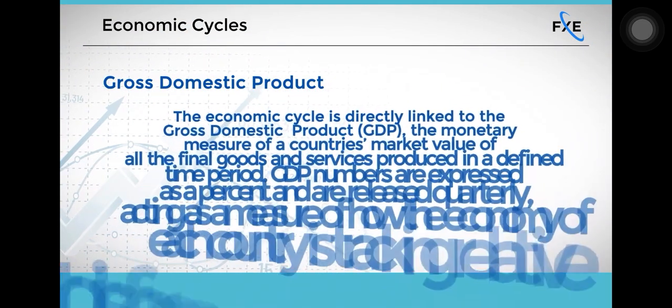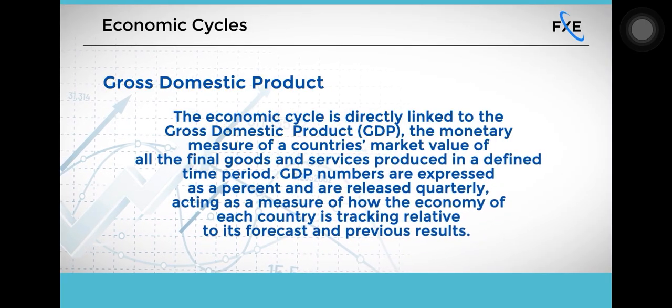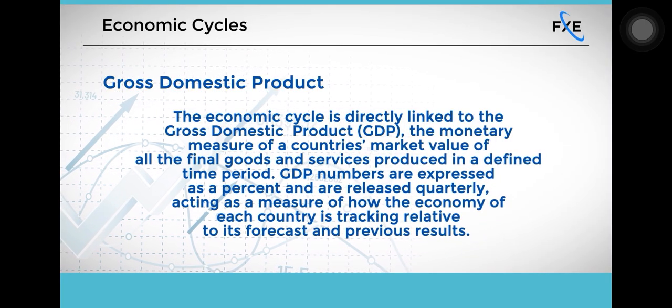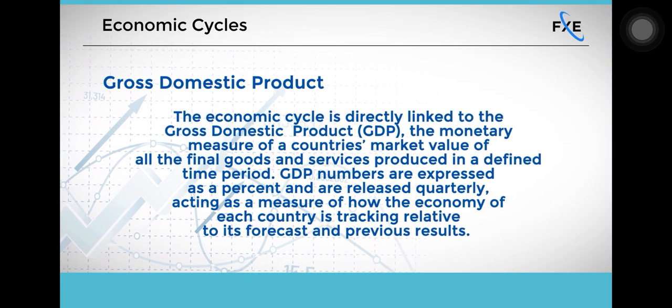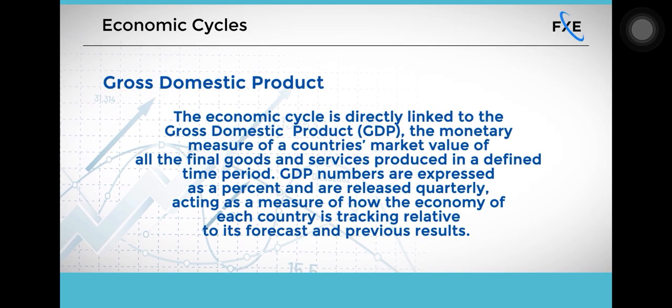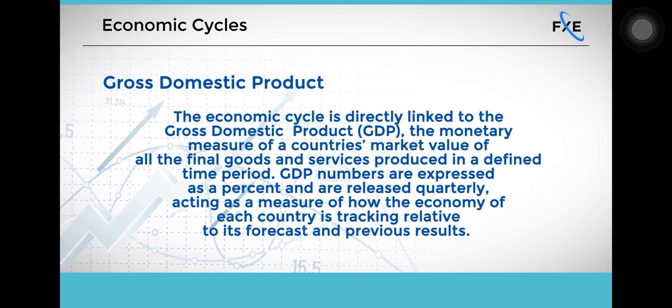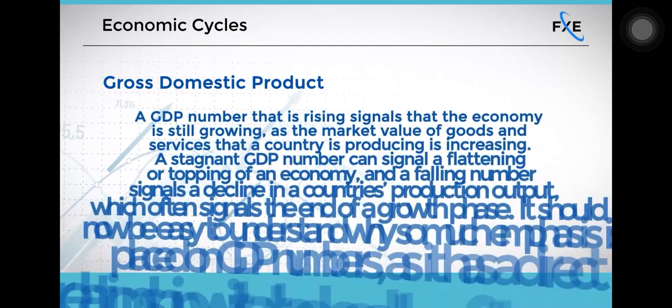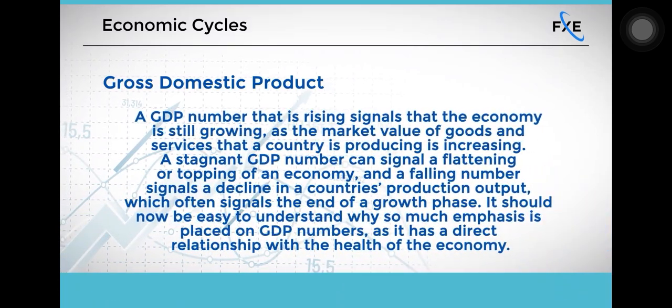The economic cycle is directly linked to the gross domestic product, also known as the GDP, the monetary measure of a country's market value of all the final goods and services produced in a defined time period. GDP numbers are expressed as a percent and are released quarterly, acting as a measure of how the economy of each country is tracking relative to its forecast and previous results. A GDP number that is rising signals the economy is still growing, as the market value of goods and services that a country is producing is increasing.